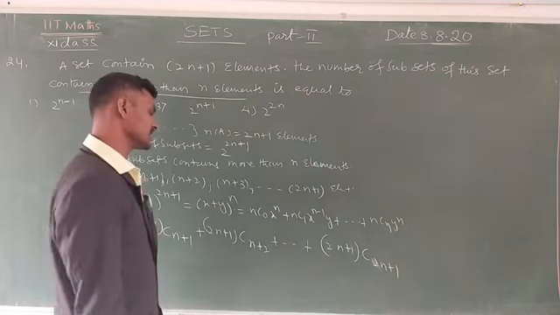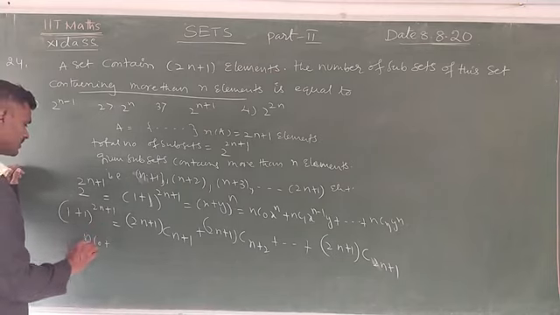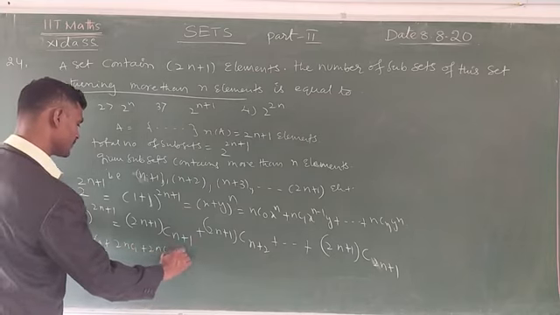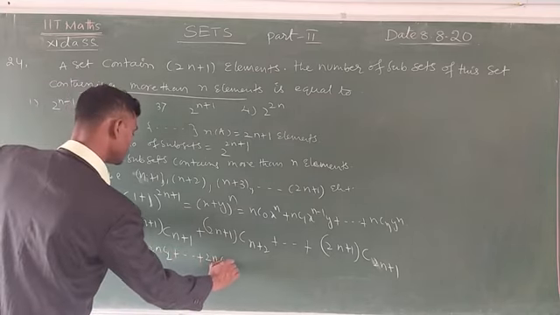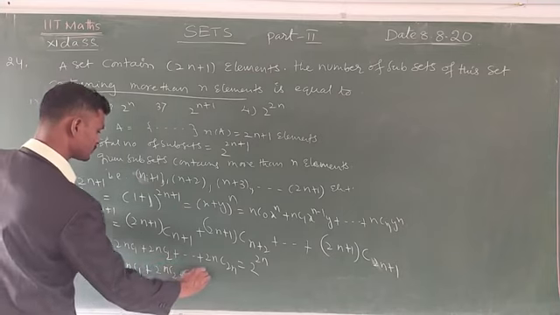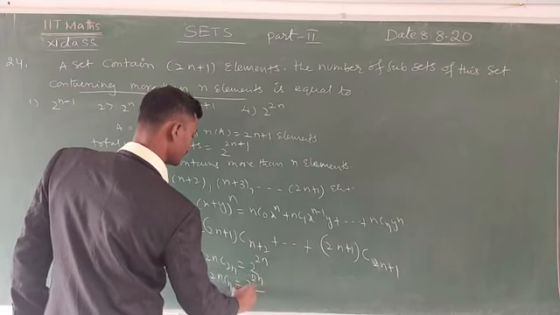Now see here, actually 2nC0 plus 2nC1 plus 2nC2 plus up to so on 2nC2n, its value is 2 power 2n. Now this half you have to take here. Half means here 2nC0 plus 2nC1 plus 2nC2 plus up to so on 2nCn is equal to, half means here 2 to the power of 2n by 2.